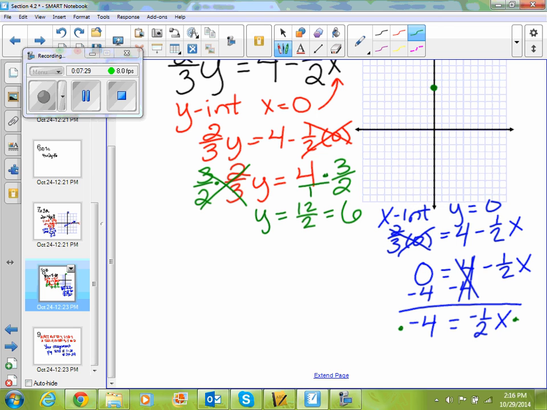Then multiply by 2 over negative 1, because remember, we multiply by our reciprocal. This is like negative 4 over 1. So 2 times negative 4 is negative 8, and negative 1 times 1 is negative 1. Negative 8 divided by negative 1 is positive, since a negative divided by a negative turns out positive. So x is positive 8. I go on my x-axis over to positive 8, and then I connect them. Perfect.